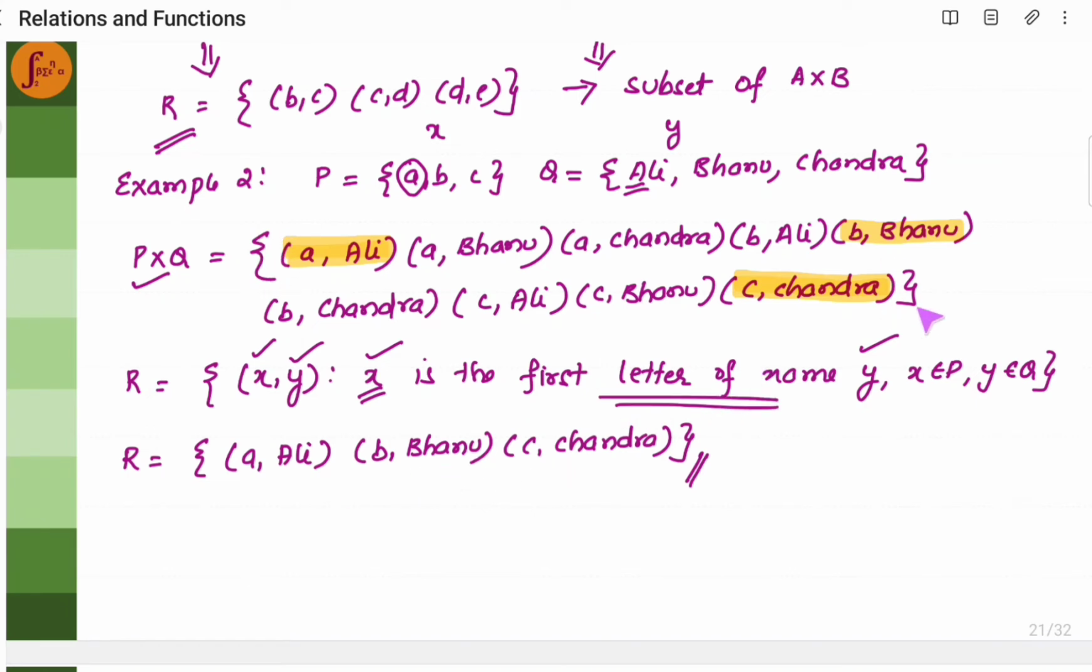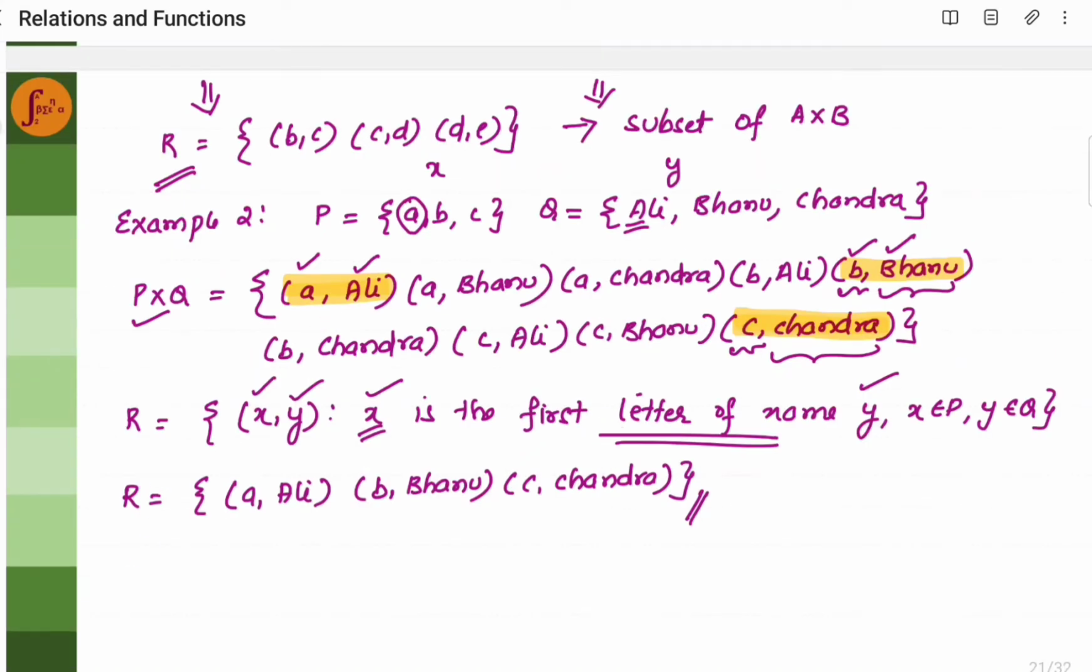So look at the set again. This set has so many ordered pairs. But which ordered pairs satisfy this condition? A, first letter, Ali. Then you have B for Banu, C for Chandra. Right? Only these pairs are satisfying. So basically, a relation is nothing but a set of ordered pairs that satisfy a relationship between elements of one set and the elements of another set. And that relationship is denoted as R.